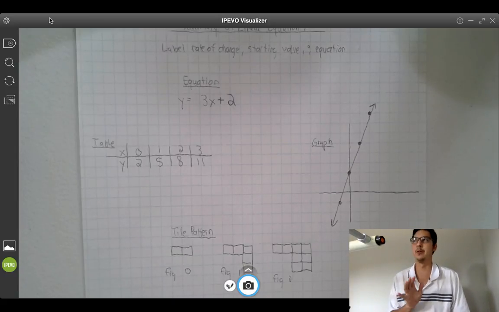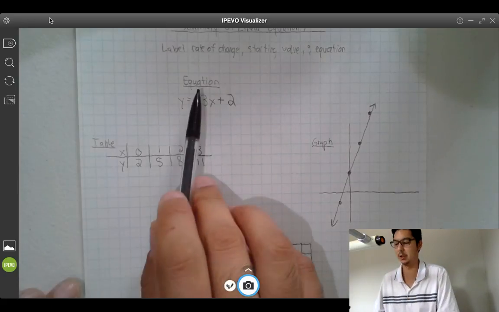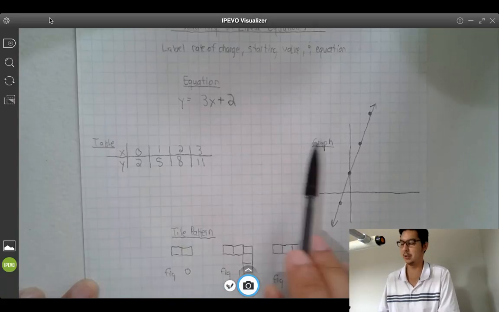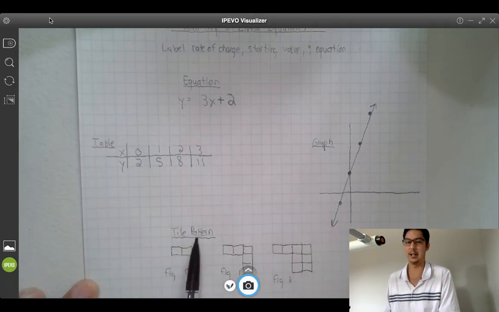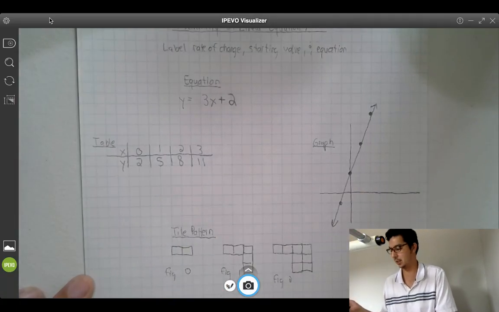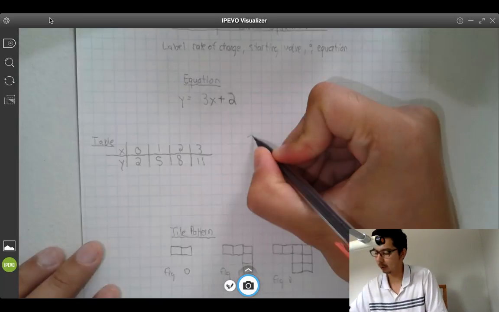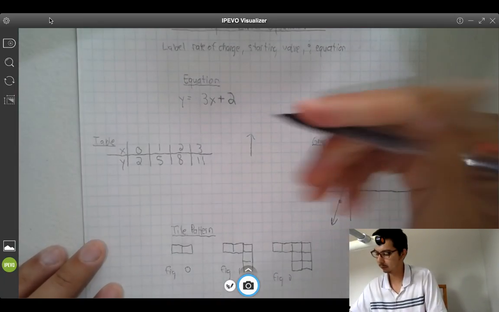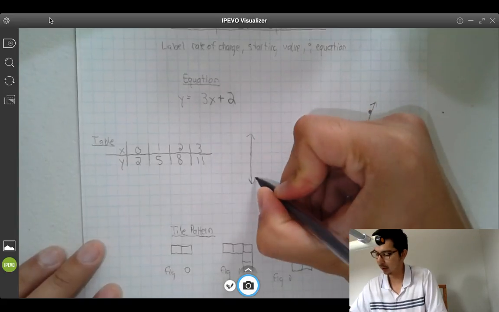That's kind of the goal of math: with every pattern, you can do it four different ways. You understand the equation, you understand how that looks in a table, you understand how that looks in a graph, and you understand how that looks in a tile pattern. And in fact, you should be able to move between all four ideas.